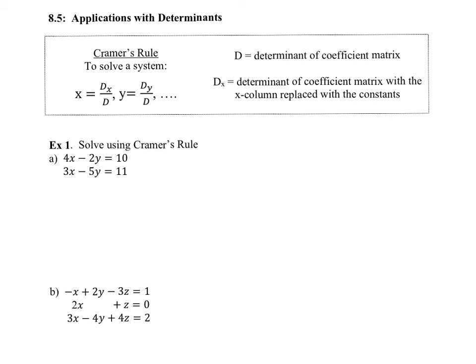Okay, the last section of chapter 8 is applications with determinants. We'll do most of the section today, and then we will do one last topic next class. Okay, so the first application of determinants that we're going to learn is called Cramer's rule.